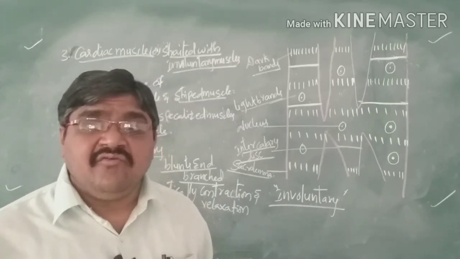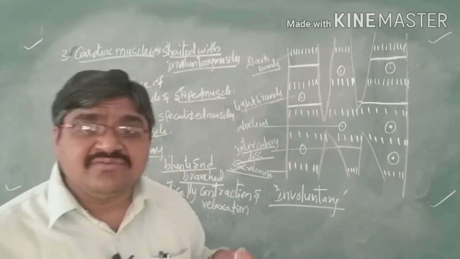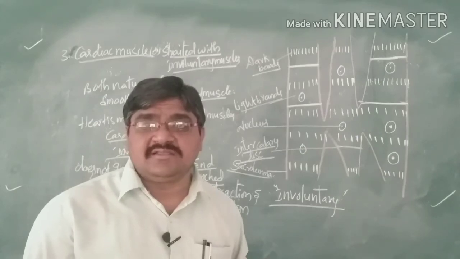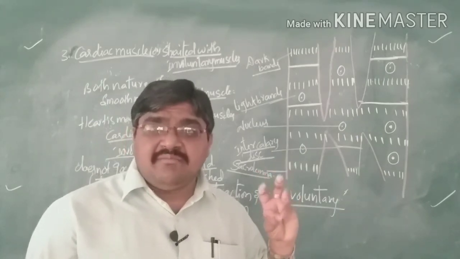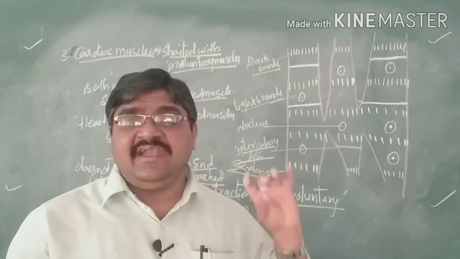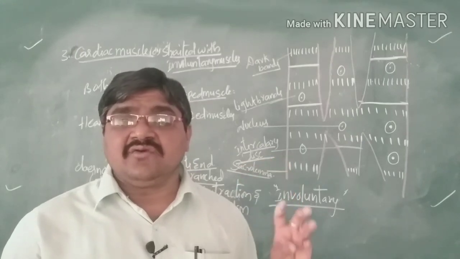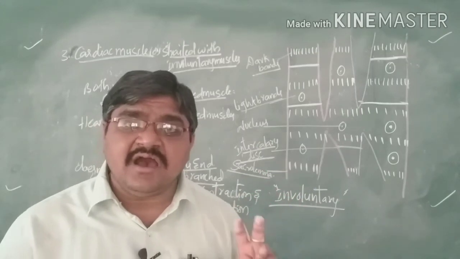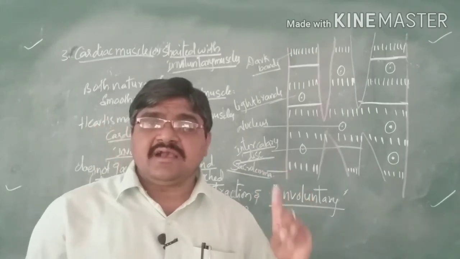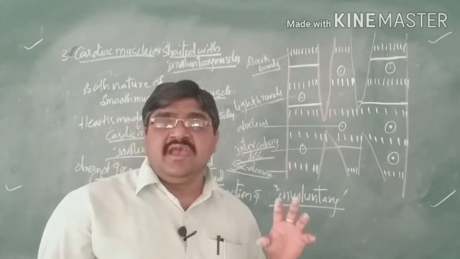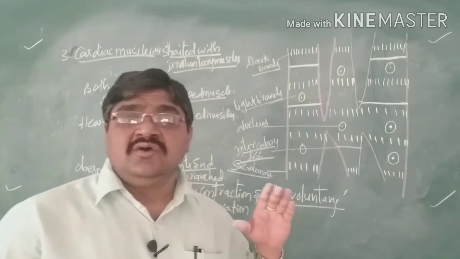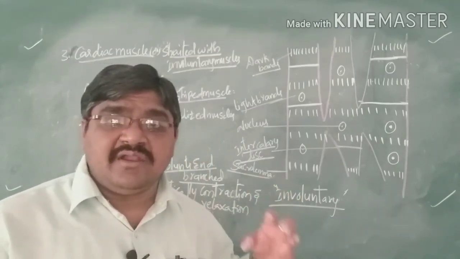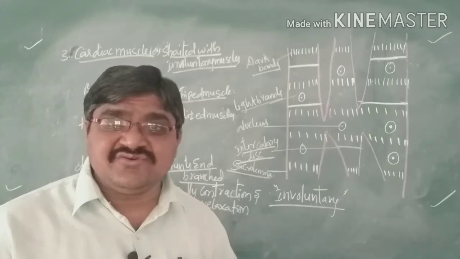So, these are the three types of muscles: striped muscles, unstriped muscles, and cardiac muscles. Otherwise, you can call them skeletal muscles, smooth muscles, and cardiac muscles, present in our body as muscular tissues.